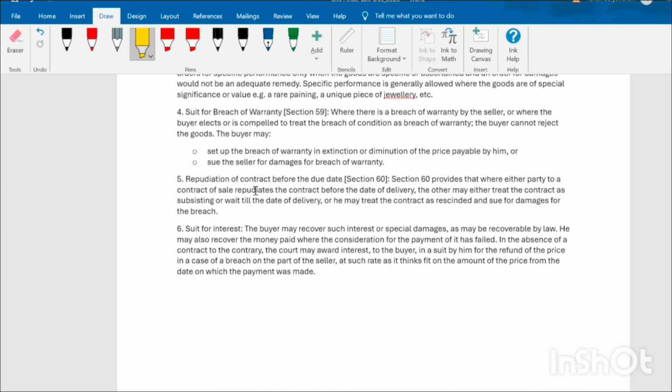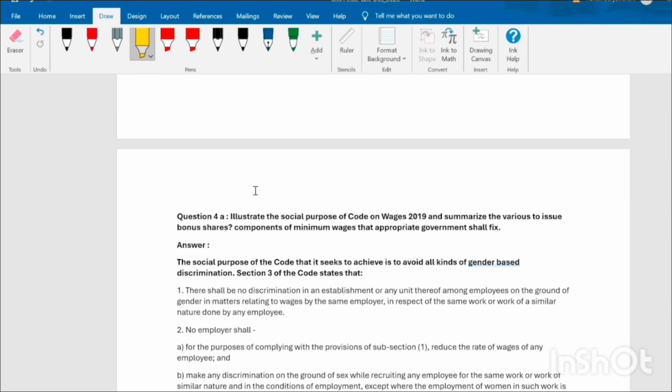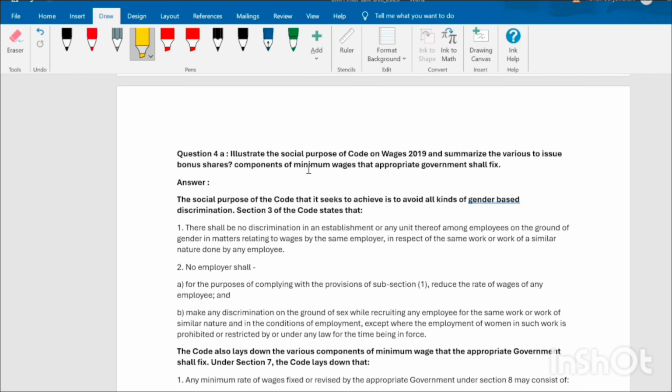Next we come to question number 4A. Illustrate the social purpose of Code on Wages 2020. Direct question, you can find this topic, social purpose of Code on Wages 2019, in our book, in our module only. You can find this answer also there only.